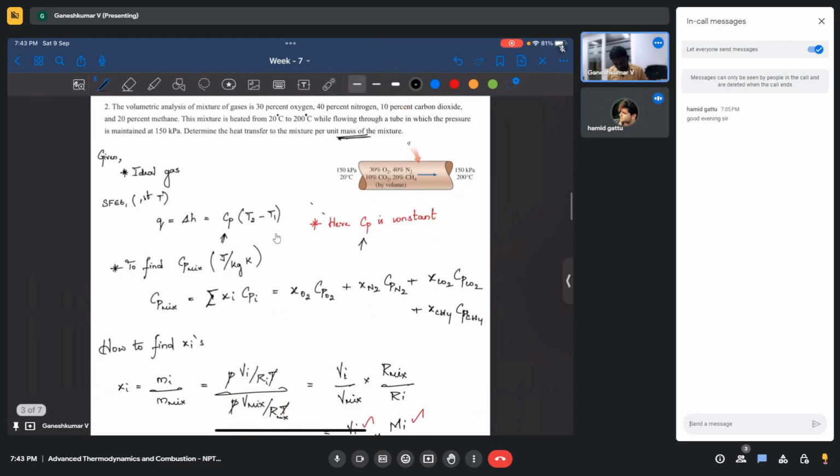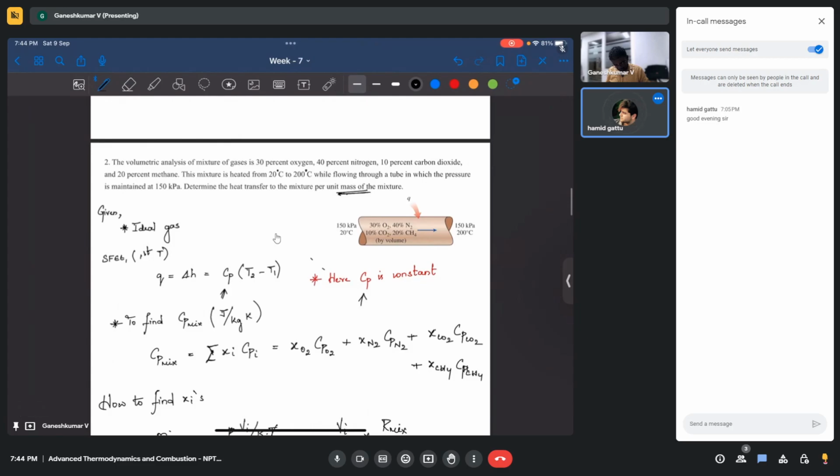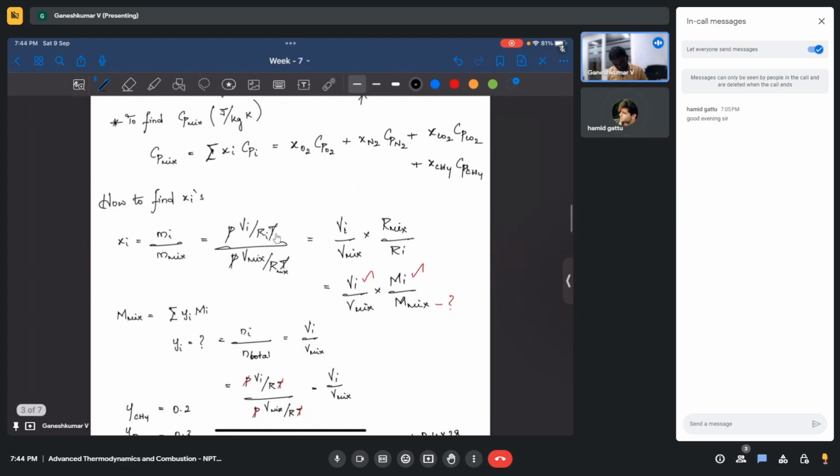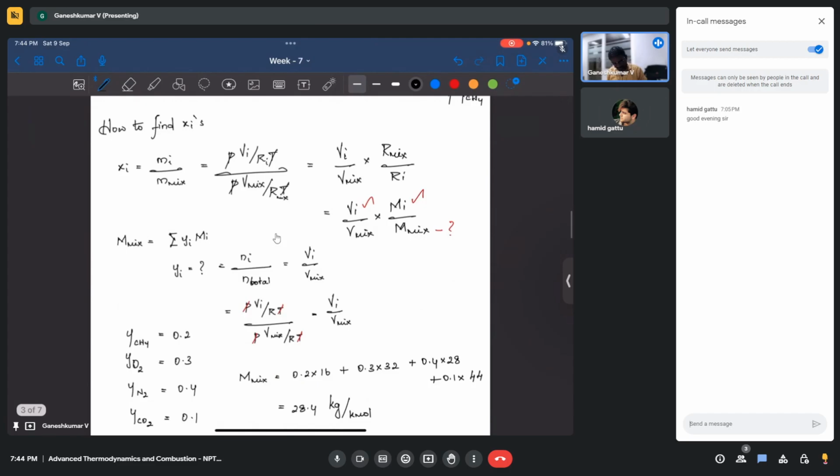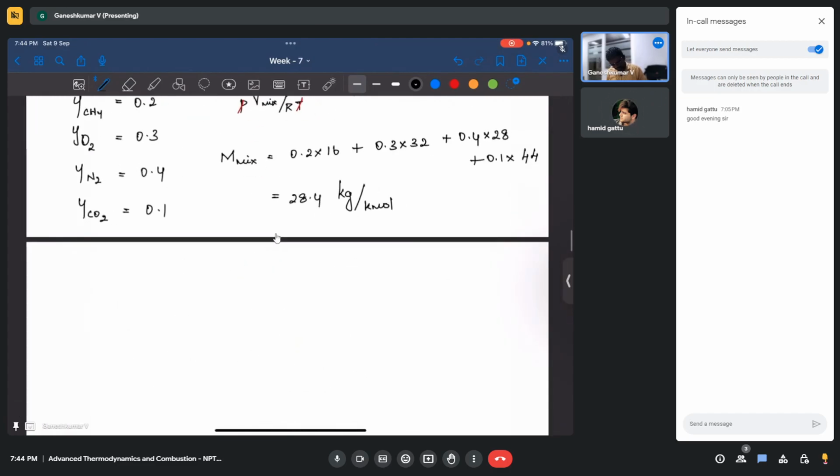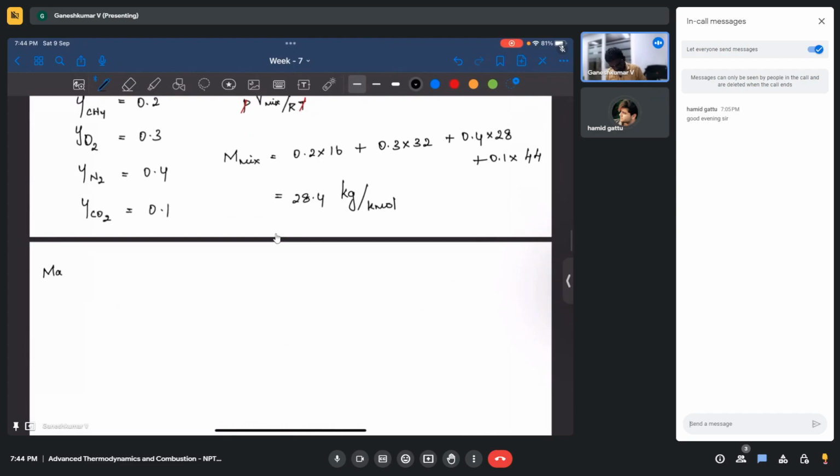So then we can find the xi's. That was our aim. The xi's are mass fractions. Let me write it down. Yi is our mole fraction. Mass fraction xi is going to be Vi by V mixture, which is nothing but Yi times the molecular weight of i divided by the molecular weight of the mixture. This is Yi Mi by M mixture.